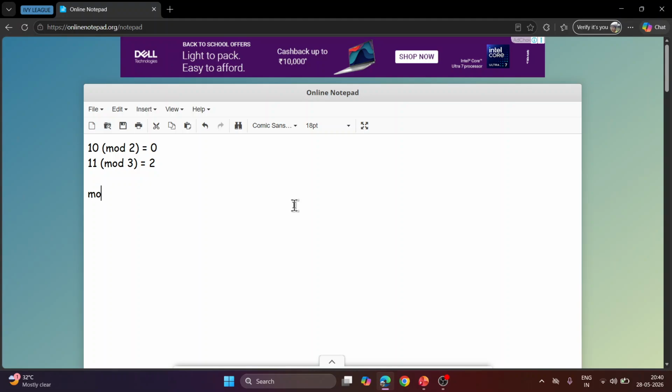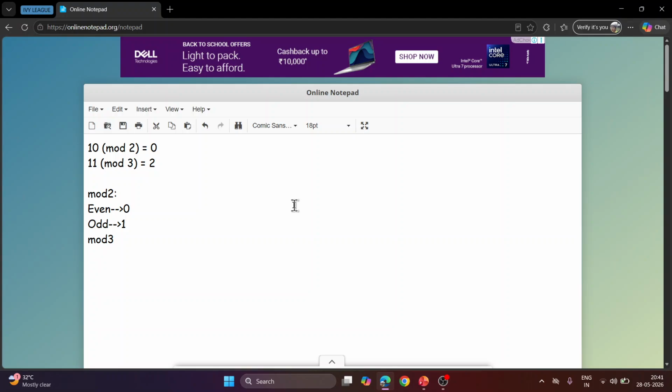First of all, for mod 2: if you get an even number, then mod 2 is equal to 0. Odd means mod 2 is equal to 1. That's it. Even means 0, odd means 1.